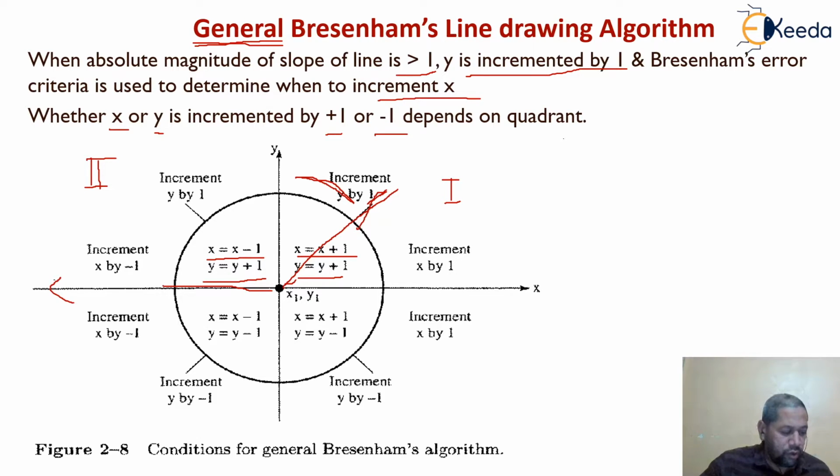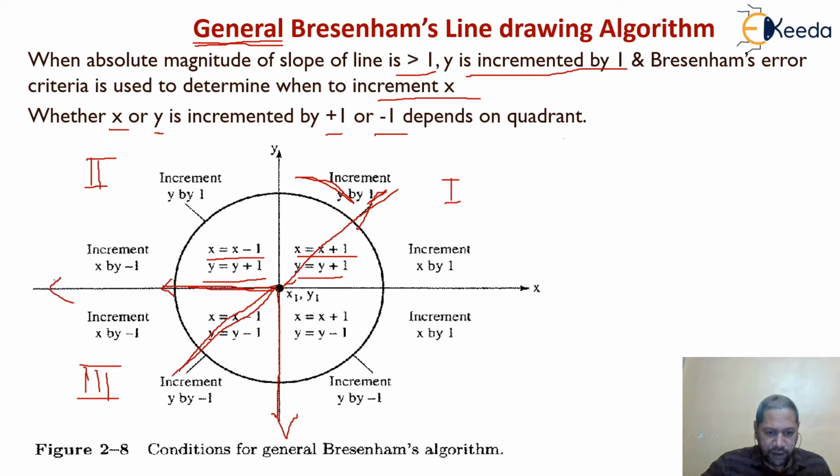Now if I look at the third quadrant, this is my 1, 2 and 3. This area is my third quadrant. In the third quadrant you can find the value of Y is decremented and the value of X is also decremented. So X is equal to X minus 1, Y is equal to Y minus 1.